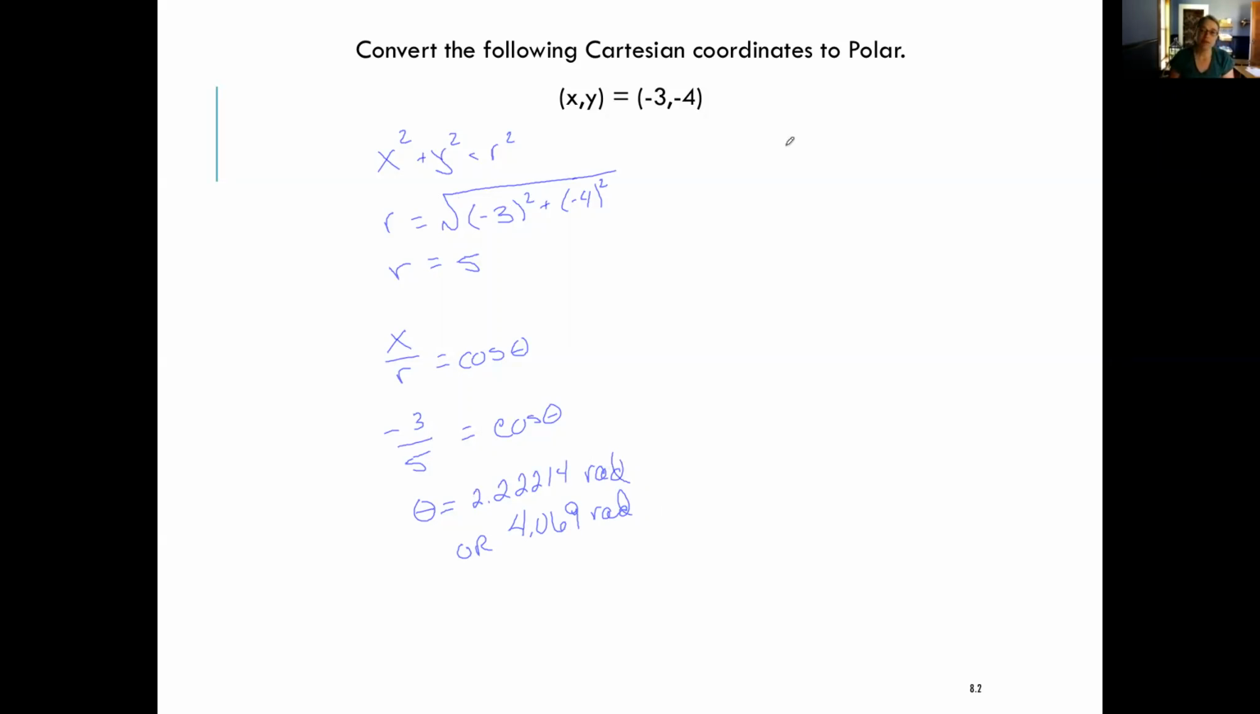My original point, -3, -4, is going to be down in the third quadrant, so we want the third quadrant version, so we'll use this one. So my r, theta will be 5, 4.069 radians. Okay.